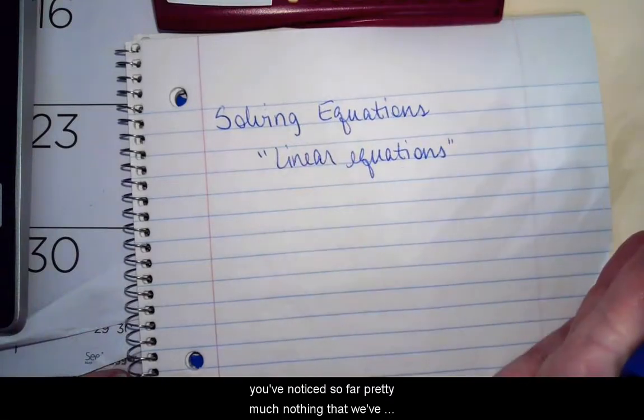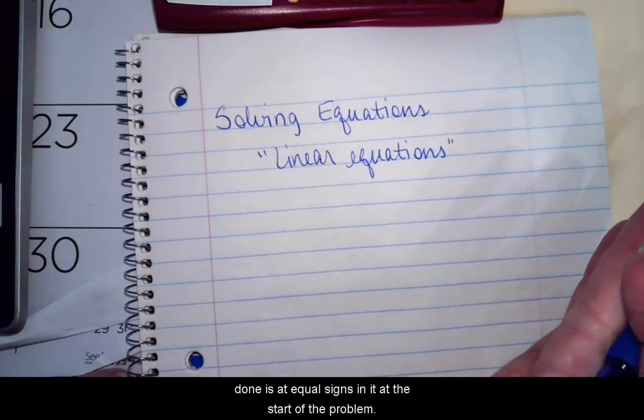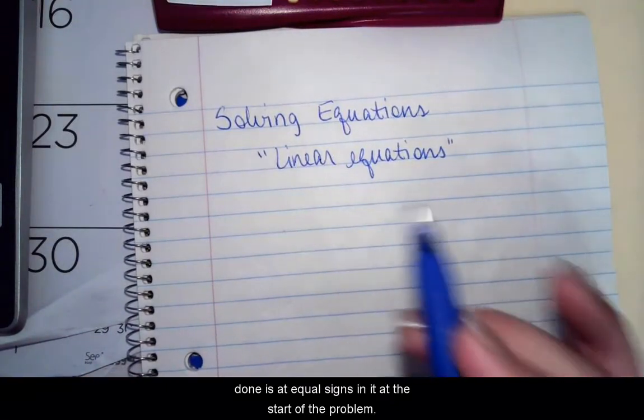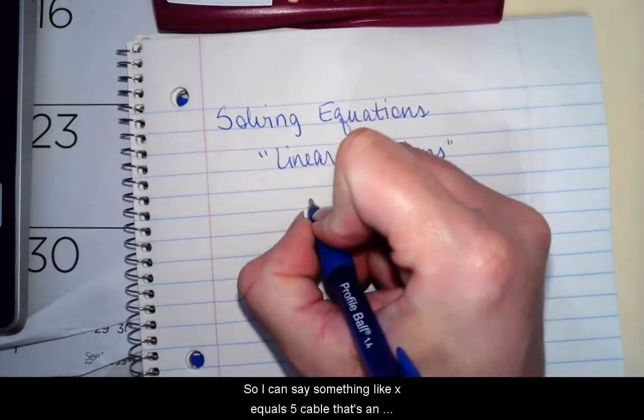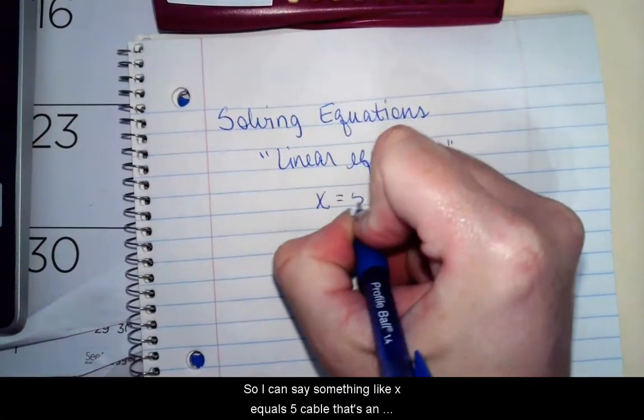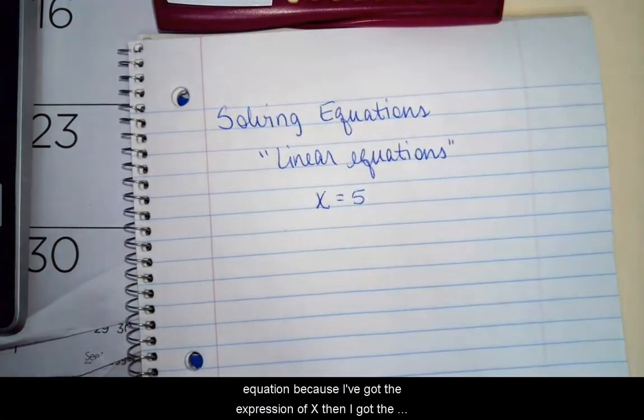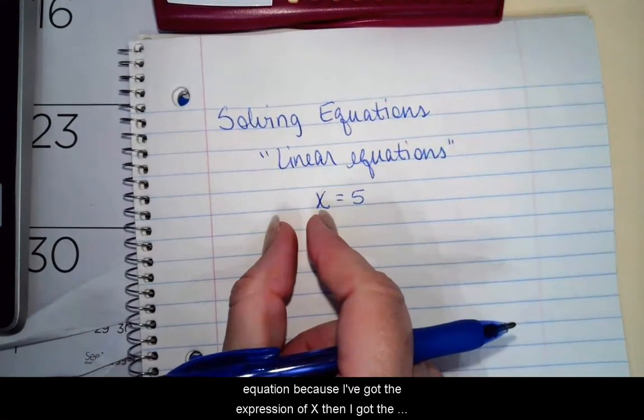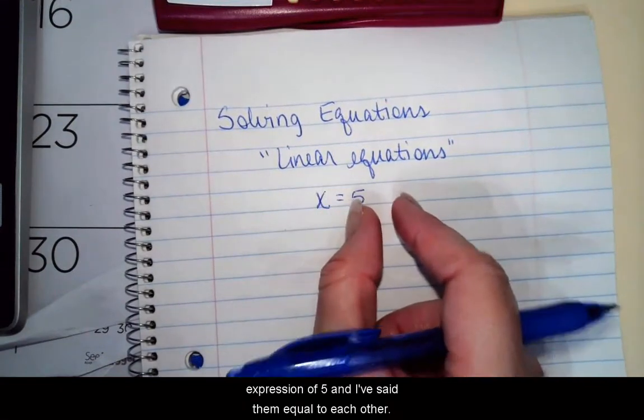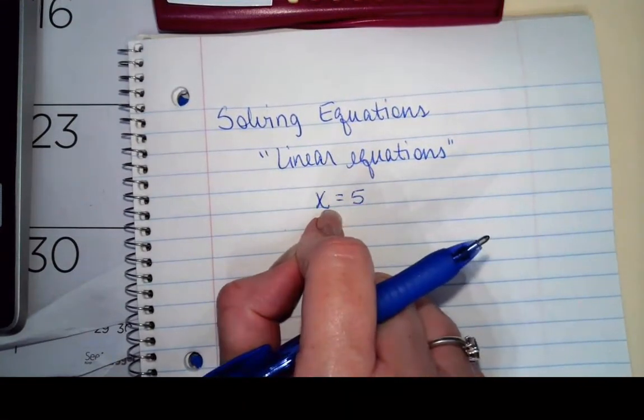So if you've noticed so far, pretty much nothing that we've done has had equal signs in it at the start of the problem. So I can say something like x equals 5. Okay, well that's an equation because I've got the expression of x, then I've got the expression of 5, and I've set them equal to each other.